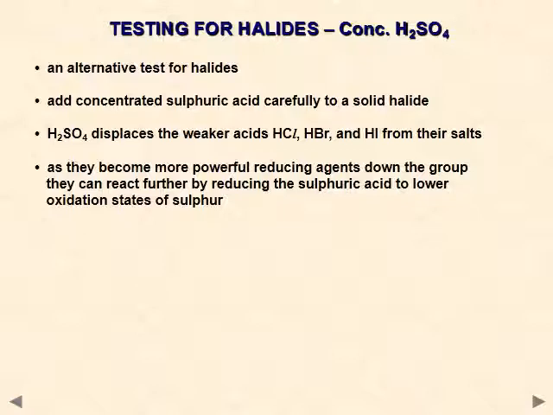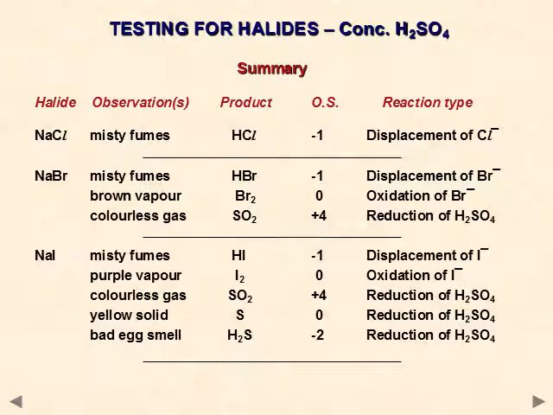Therefore you will see a further reaction. HCl is not that strong a reducing agent, so it cannot reduce sulfuric acid. Whereas HBr has greater reducing power, so HBr can react further with sulfuric acid, and HI has the strongest reducing power. So HI will continue to reduce sulfuric acid from +6 to +4 to +2 and then 0 to -2. So we will see how they react. So this is a complete summary.